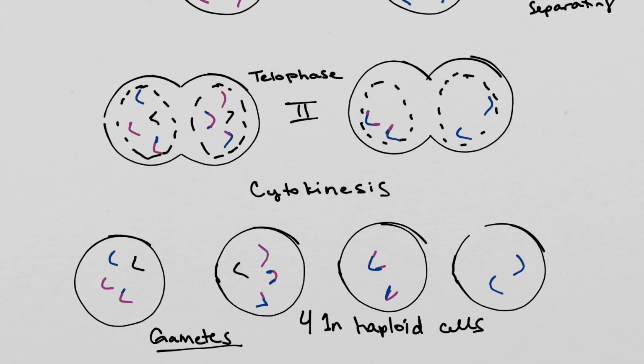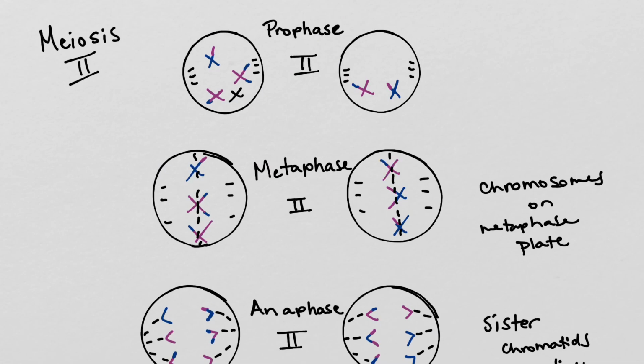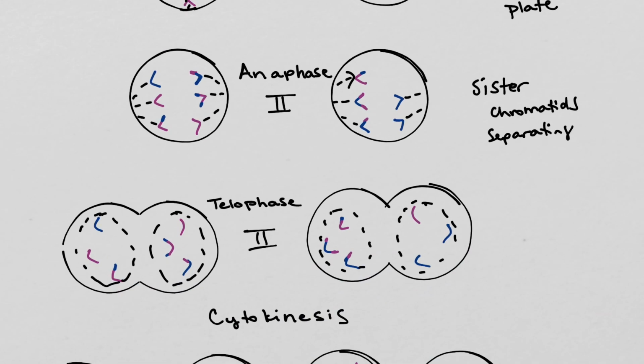Is that the only place nondisjunction can occur? No. Can it occur in anaphase of meiosis 2? Yes, which would be the sister chromatids. So let's go back and see what would happen if that happened instead. Now we'll look at anaphase of meiosis 2, and this is where the nondisjunction occurred instead. That would look like this, which would create a situation like this. You see?